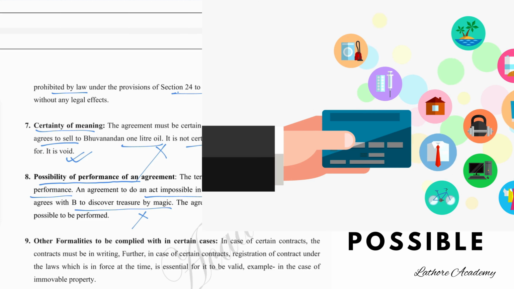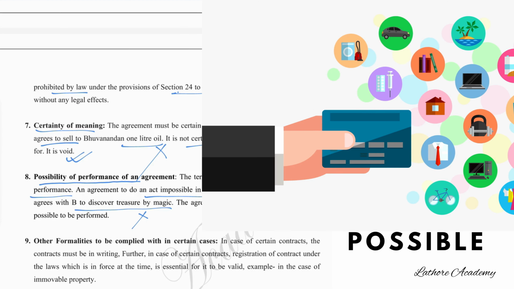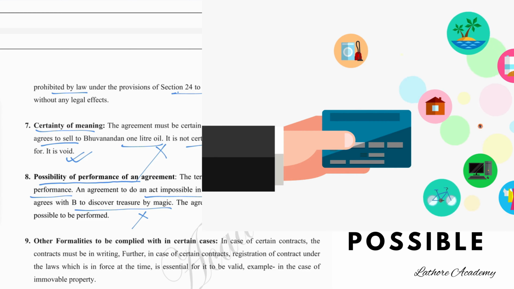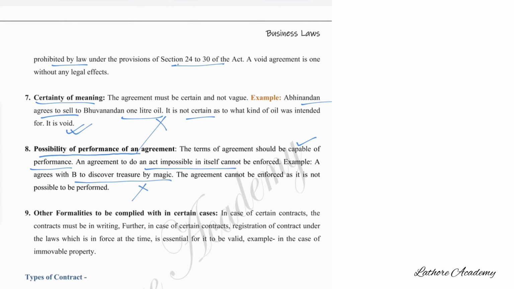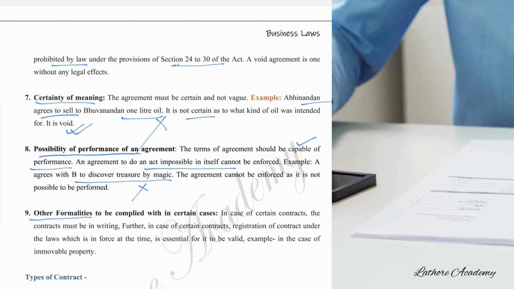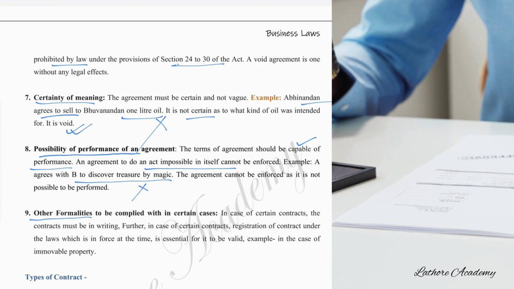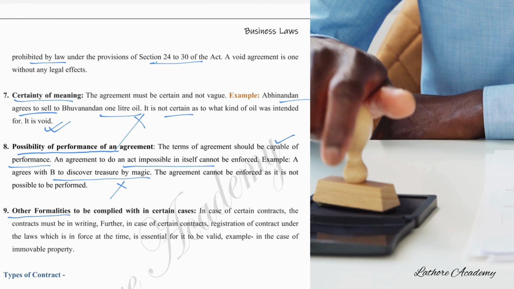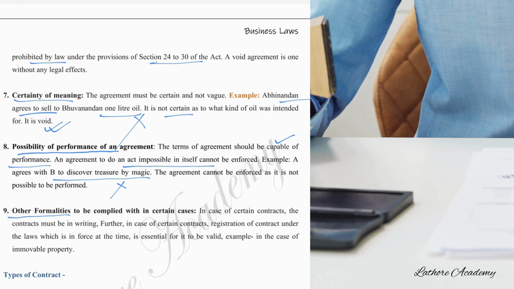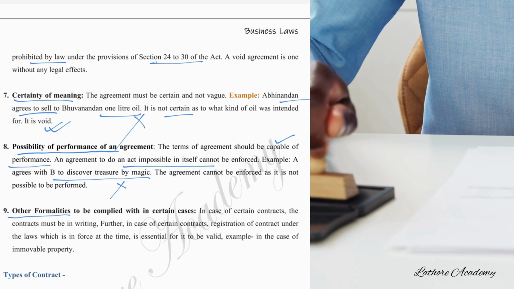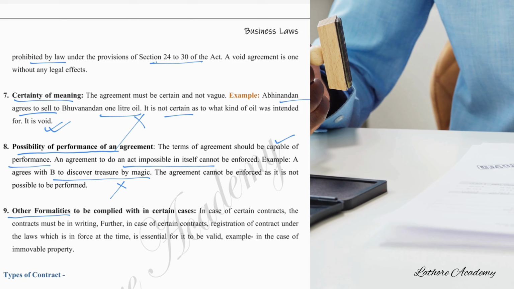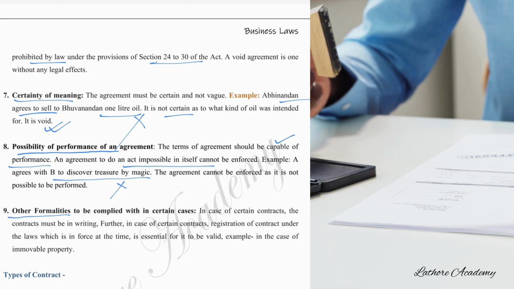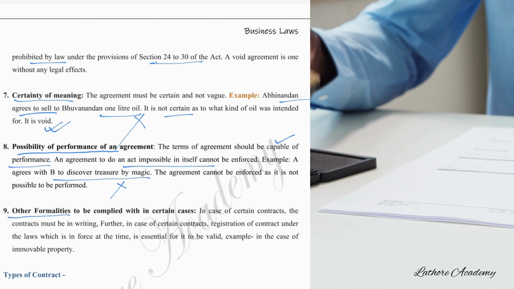Even when a person enters into an agreement to make a dead person alive, that is also an impossible act. Hence, such agreements are void. And the last essential element is that other formalities are to be completed. Whenever the parties enter into agreements, they have to comply with necessary formalities, such as certain laws saying it has to be in writing, or it may have to be registered with the respective authorities, or it has to be properly stamped. Such formalities have to be fulfilled in order to make it enforceable.